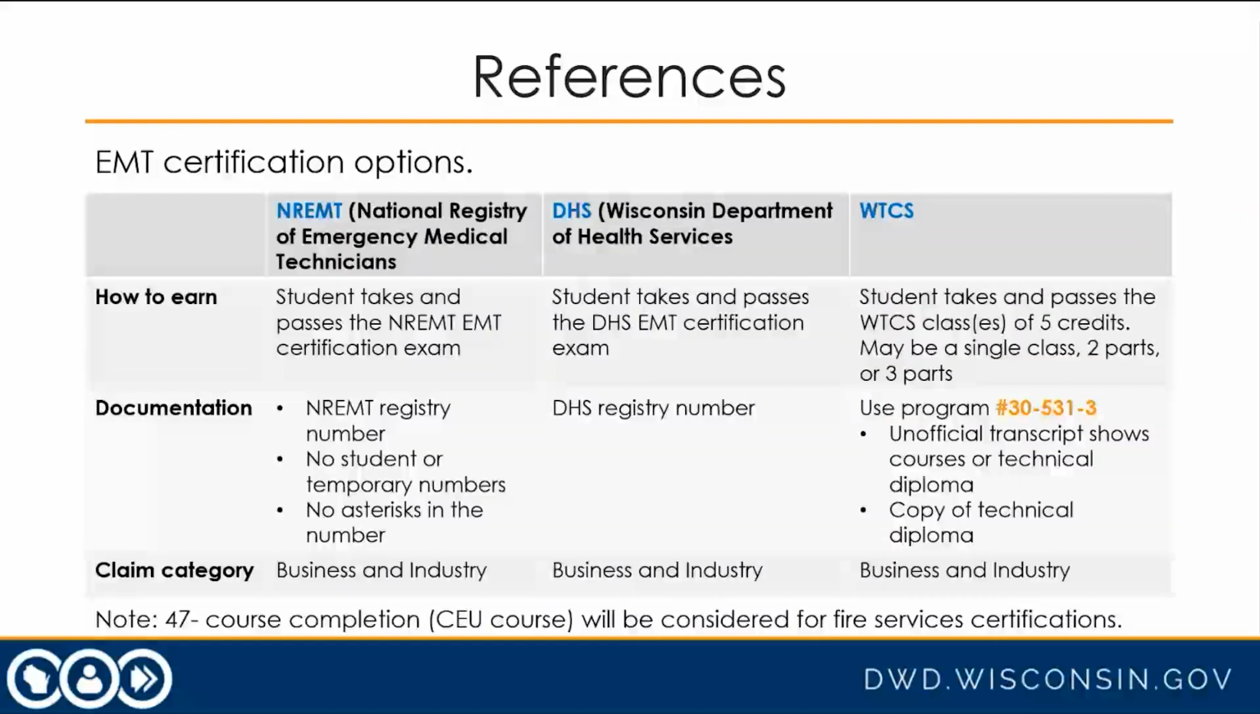This slide takes a closer look at the EMT certification specifically. It expands on the details for the WTCS course requirements and program number to use. Specifically, the Technical College System's EMT program consists of 5 credits of EMT as either a single course or a series of courses, of which both or all are required. Successful completion should result in obtaining a technical diploma as an emergency medical technician.